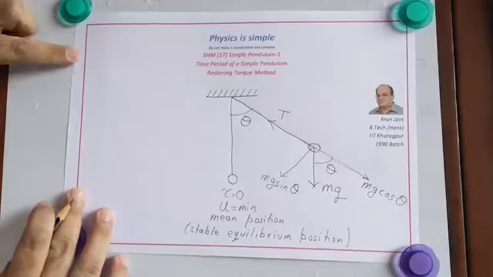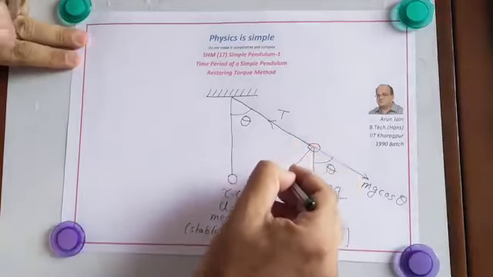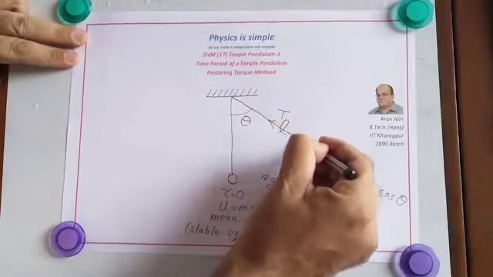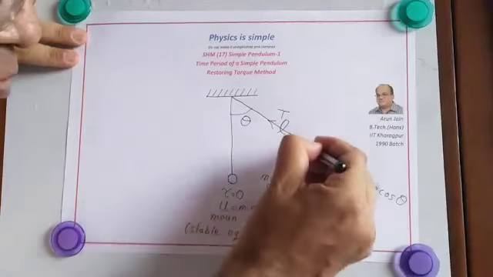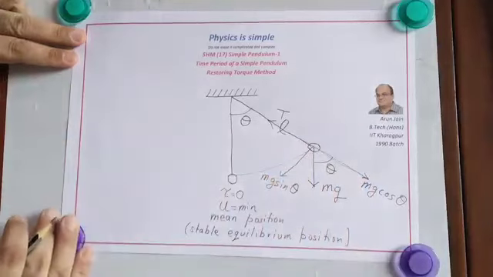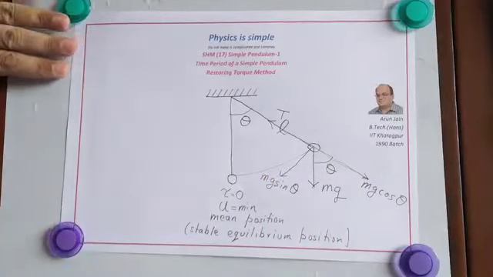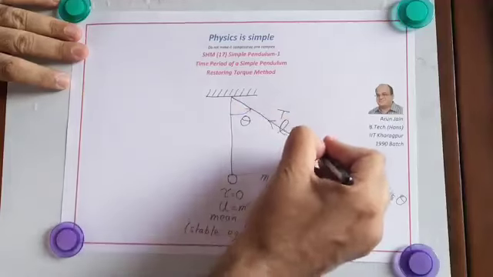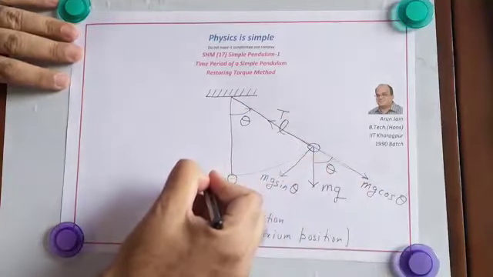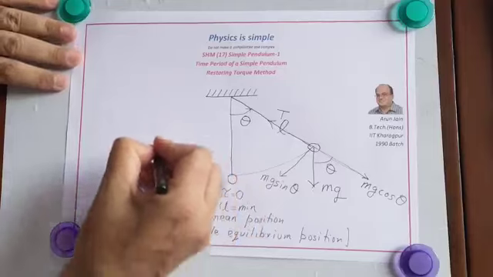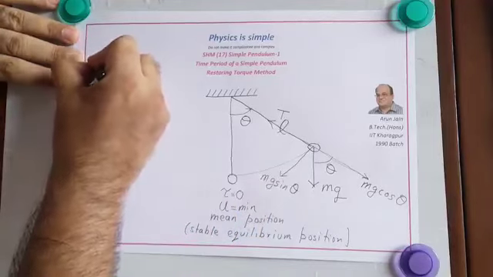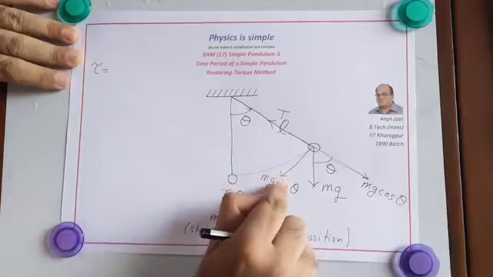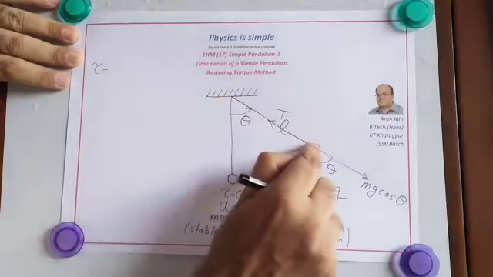Now, this mg sin theta will create a torque that is trying to bring this pendulum to the mean position. So that is the restoring torque. Theta is in this direction, moved that way. This torque is trying to bring it back. So that torque is negative because it's opposite to theta, and that is equal to force into perpendicular distance.